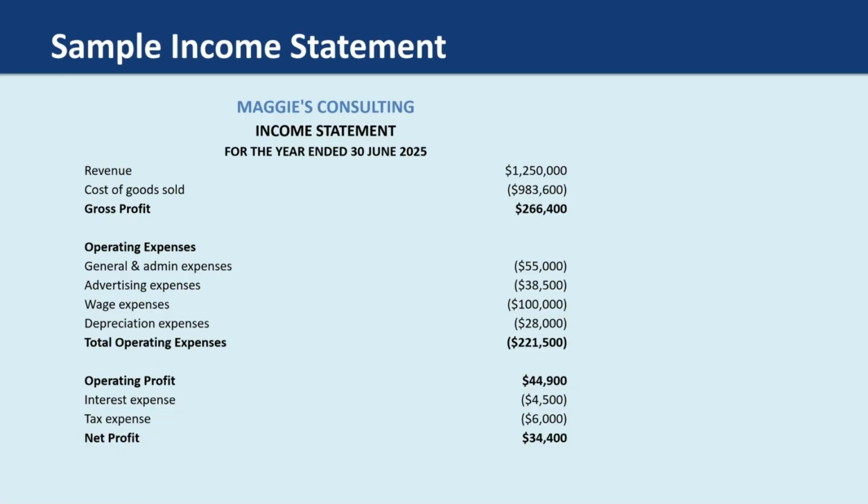The second part is the operating expenses. Operating expenses are the day-to-day costs required to run a business, such as rent, salaries, utilities. Unlike the cost of goods sold, they are not directly related to producing a specific product or service. The difference between gross profit and the total operating expenses is operating profit. Then it deducts other items like interest and tax expenses and gets the net profit.